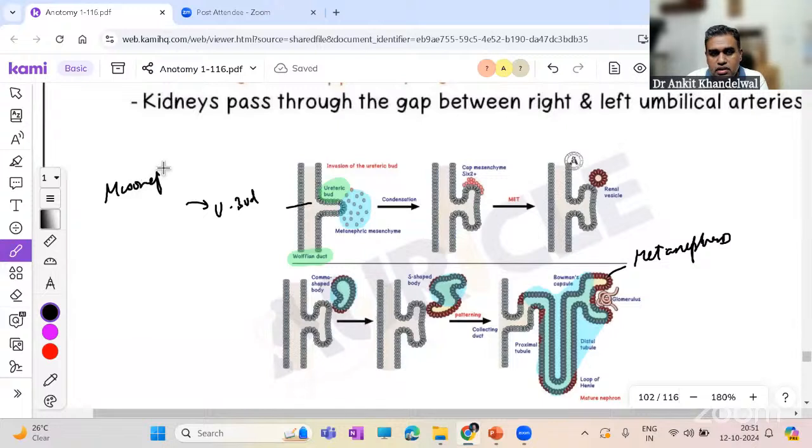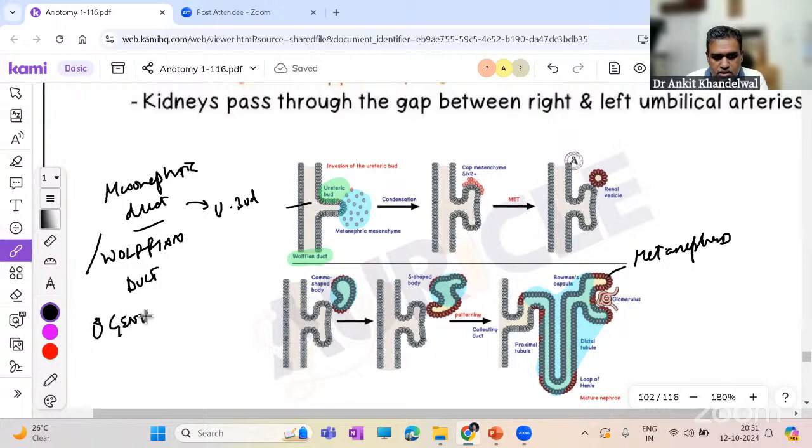What is the mesonephric duct, guys? The mesonephric duct is again related to the mesoderm, and it is a male genital duct, also known as the Wolffian duct. Its other name is Wolffian duct. Another high yield question for your MCQs: the derivatives from the Wolffian duct and all. So it is basically the male genital duct.